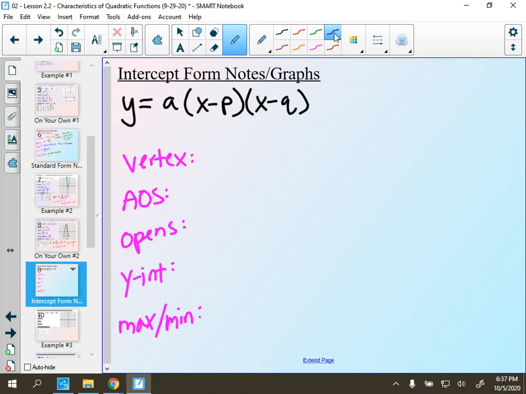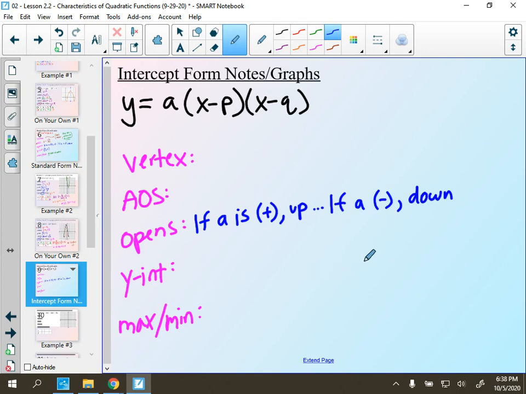I'm able to tell based on that A value, if A is positive, we'll say that the graph will open up. If A is a negative value, the graph will open down. So that's been consistent with all 3 forms, basically, as far as a freebie. Just like before, if the graph opens up or down, it's going to have a max min value based on the shape of it. Don't know the vertex, don't know the axis of symmetry, don't know the y-intercept. Yikes, this form is not great for graphing.